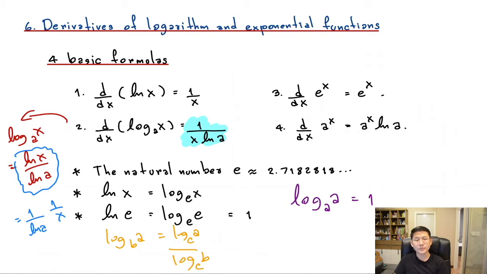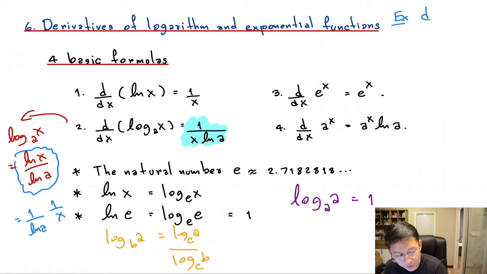The third formula is that the derivative of e to the x is e to the x. It doesn't change. If you have e to the x and you differentiate it, it's still e to the x. The derivative of a to the x, when a is any number, is a to the x log a. So let's look at some easy examples here. I'll just write some easy examples.